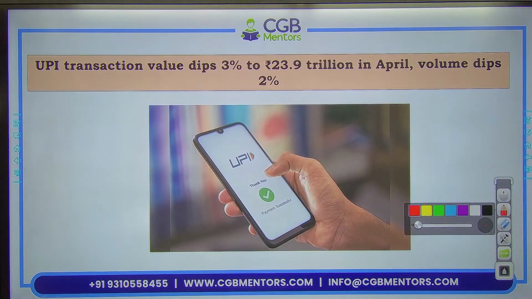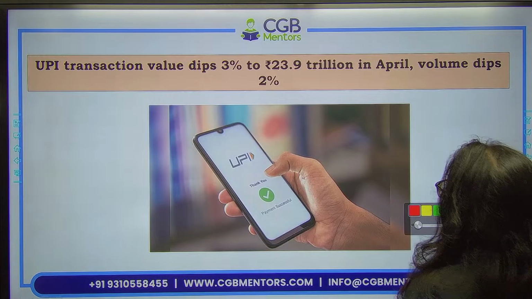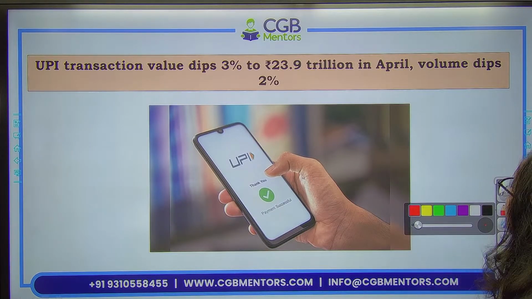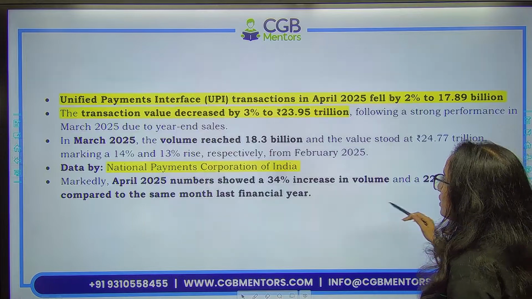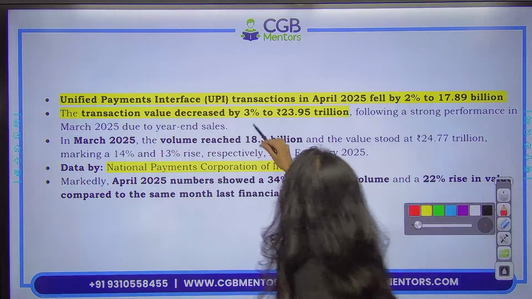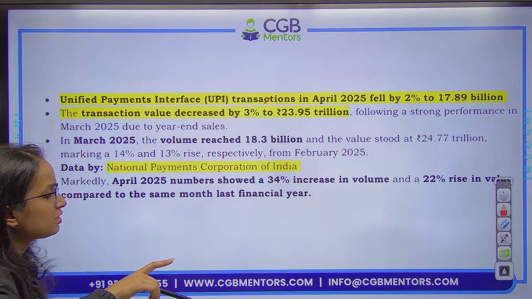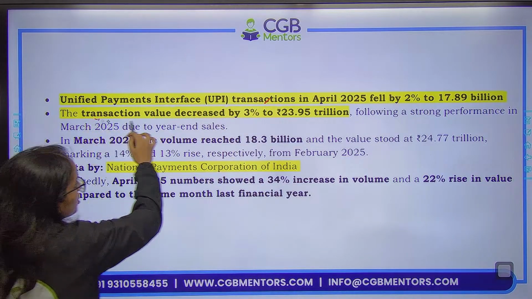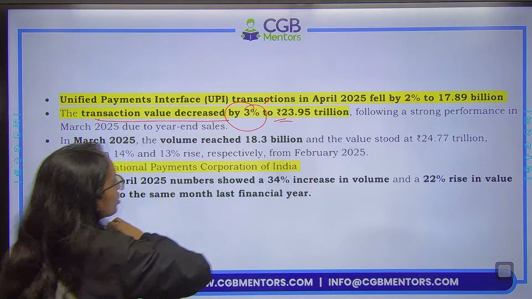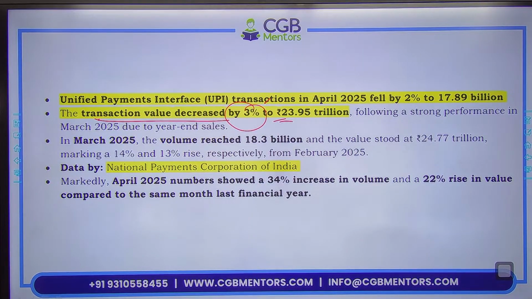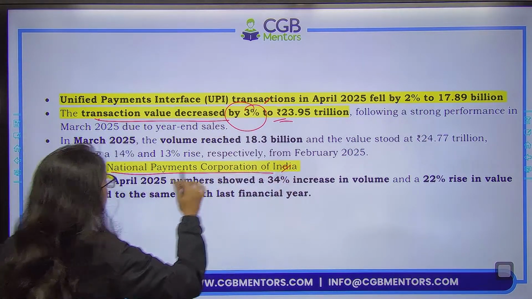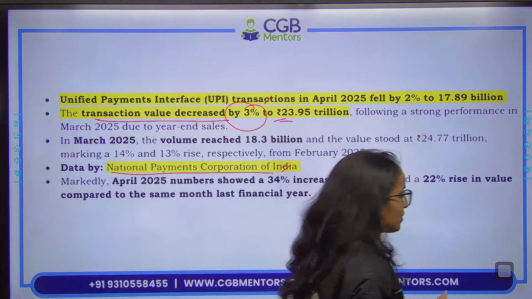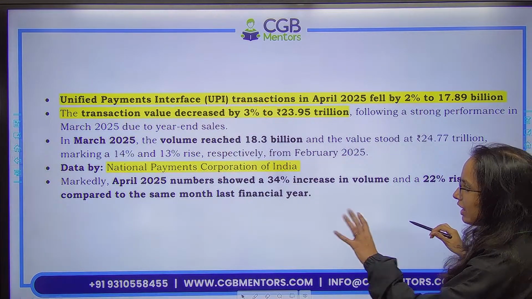All right, next news. UPI transaction value dips 3% to 23.9 trillion rupees in April. Volume dips 2%. तो UPI transaction value और volume दोनों dip हुए हैं. UPI transactions in April fell by 2% and stood at 17.89 billion, and transaction value decreased by 3% to 23.95 trillion rupees. And the data has been given by the National Payments Corporation of India. Okay. इसमें ज्यादा कुछ आपको ध्यान नहीं रखना है. That much only will be sufficient.